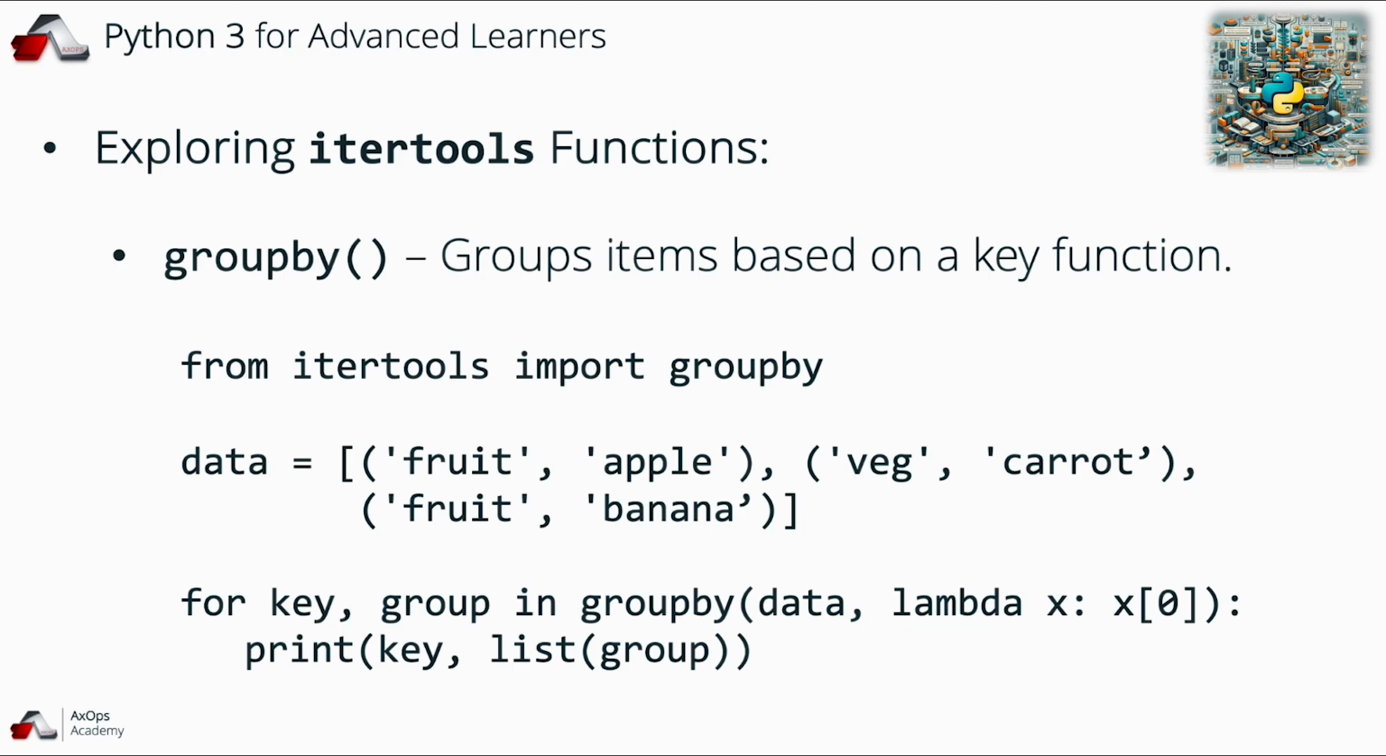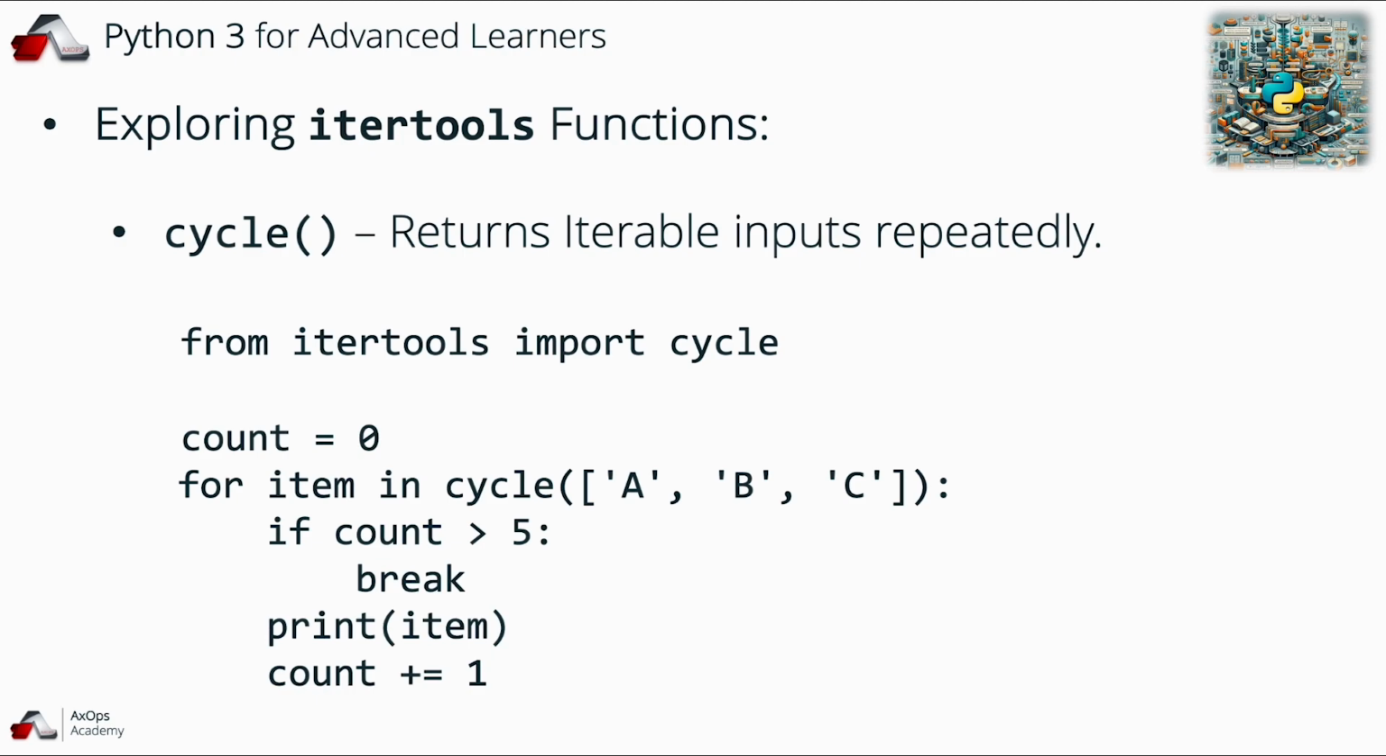The groupby function groups items in an iterable based on a key function. It's incredibly useful for categorizing data before processing. Next, we have the cycle method for quite literally cycling through data. The cycle iterator returns elements from the input iterable repeatedly, and this is useful in cases where you need to cycle through a set of values.